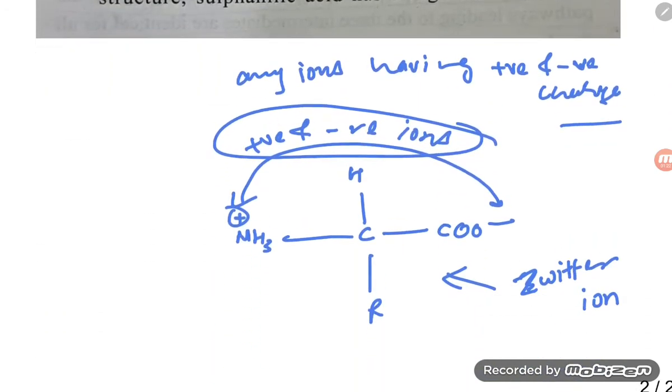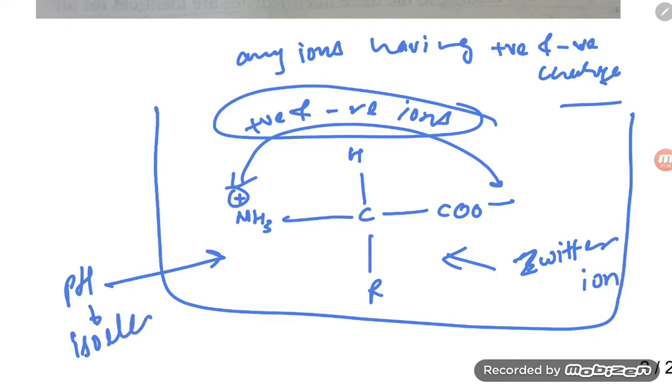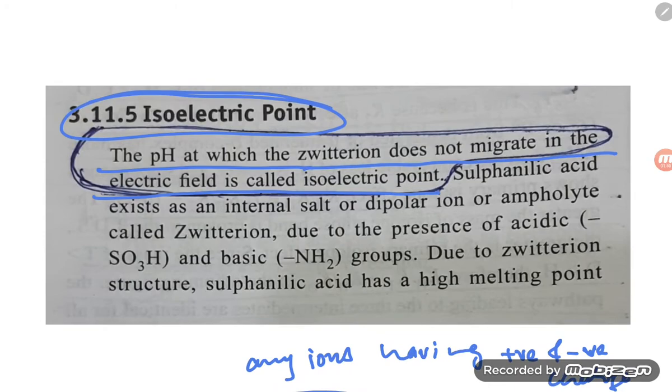It means the zwitterion has a tendency to migrate, but at a certain pH it does not migrate, it will be stagnant, and that pH is known as the isoelectric point. Okay student, isoelectric point. Now let us understand the other statements.